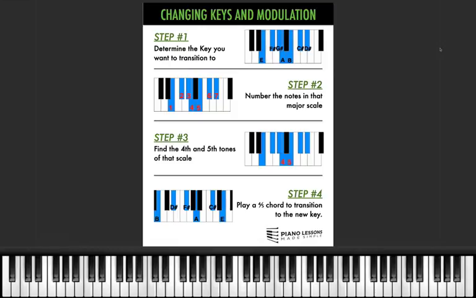And like I said, remember, you can do that in any key that you want. It's not just limited to moving from C to D. You can move from C up to G doing the same thing. So a 4 over 5 chord in the key of G would be D over C.